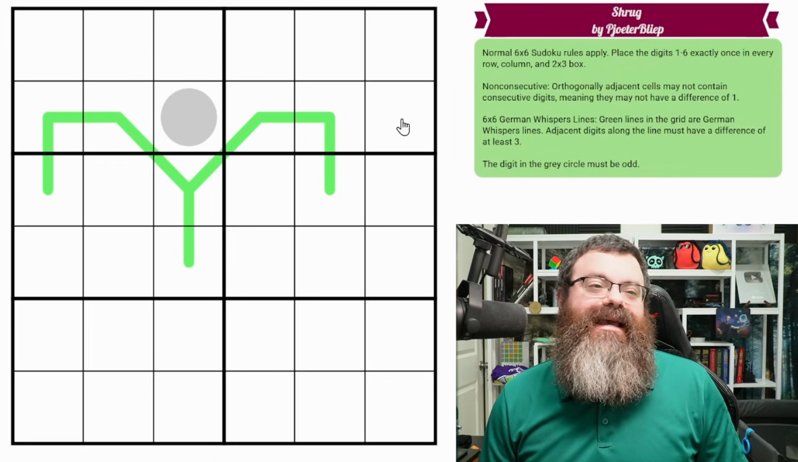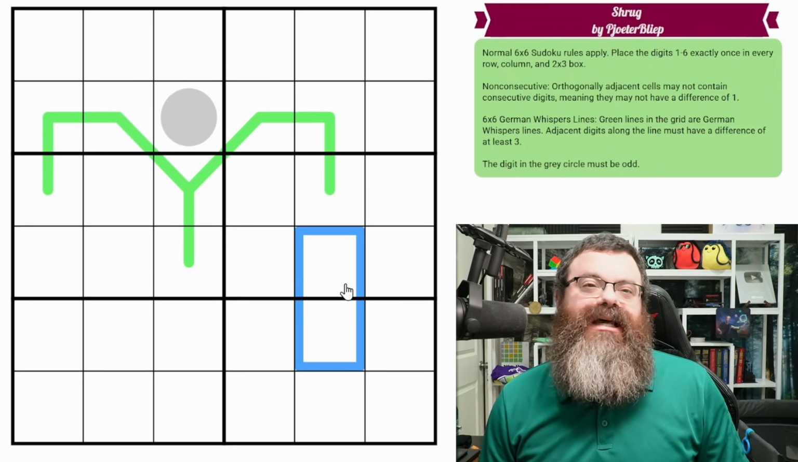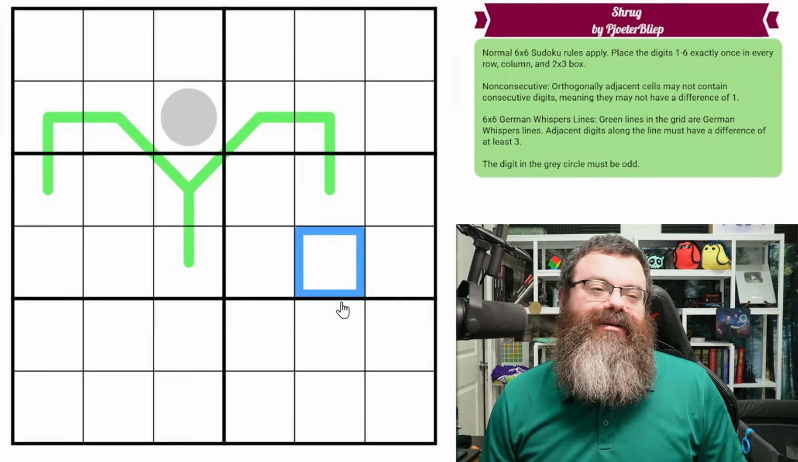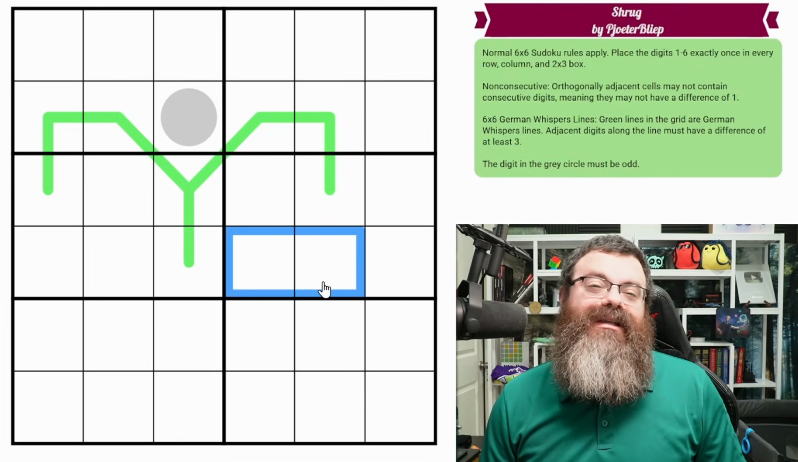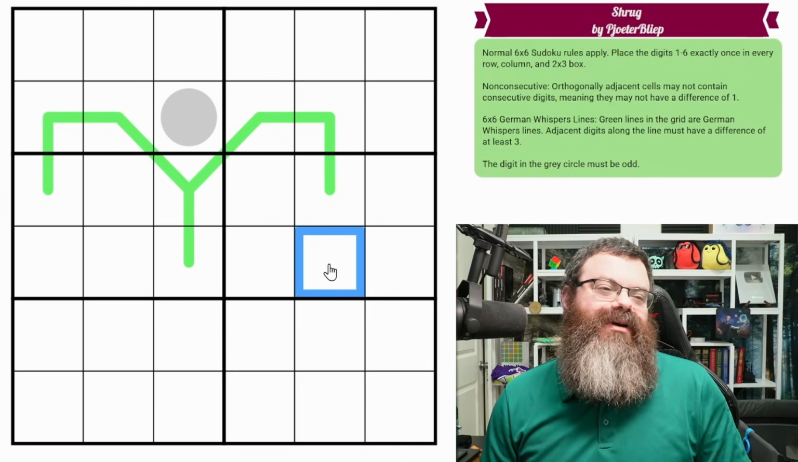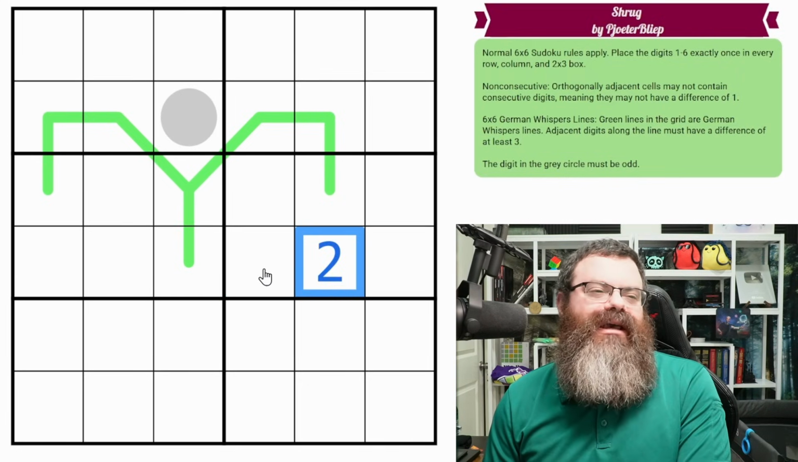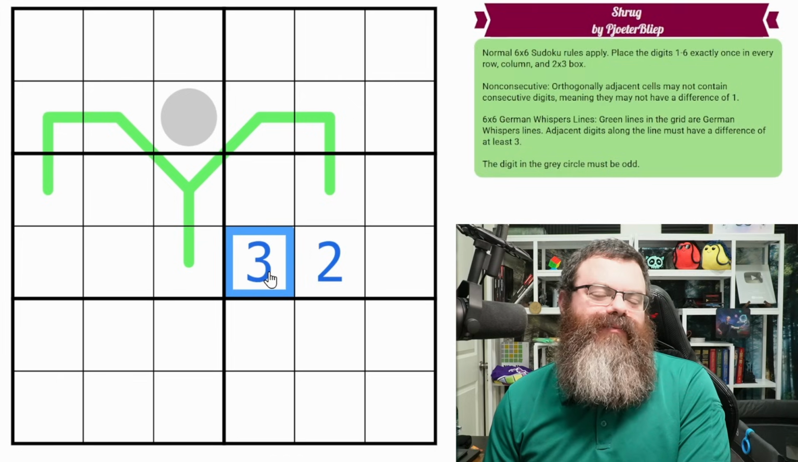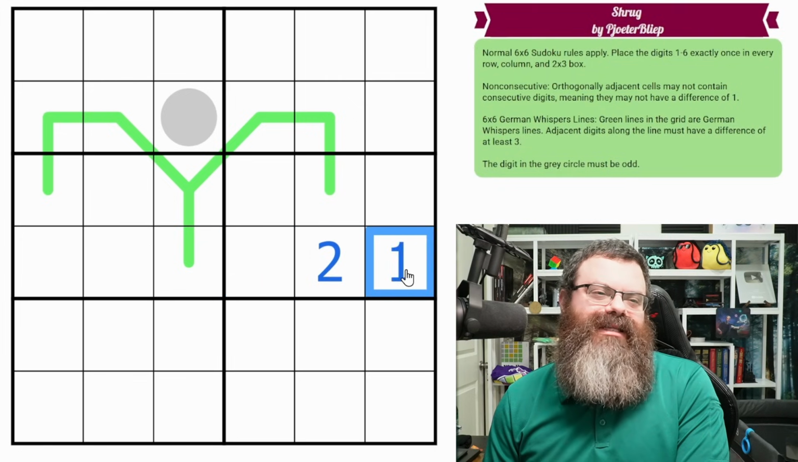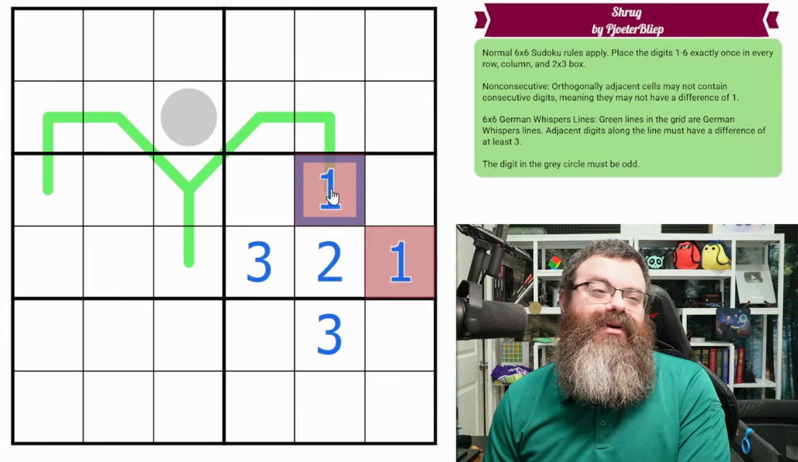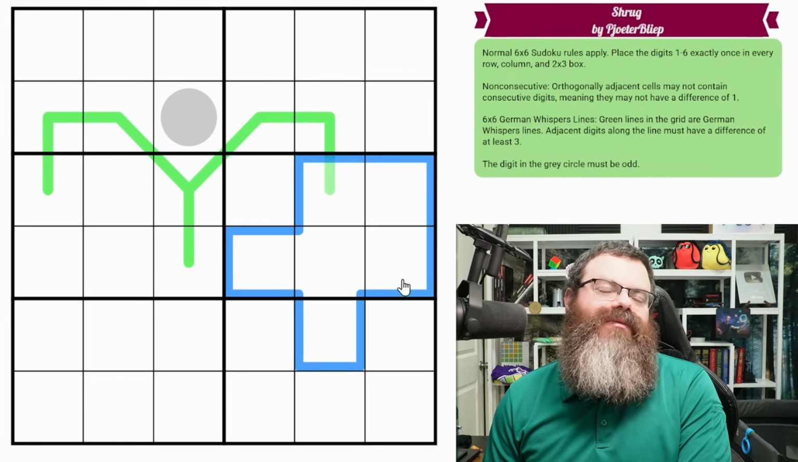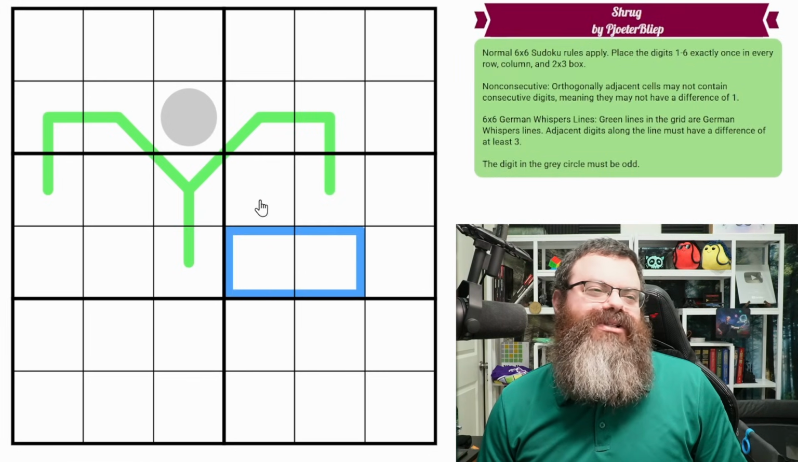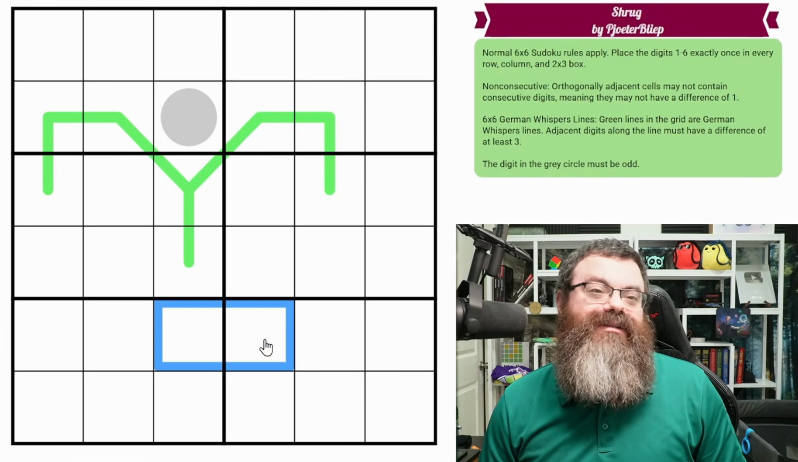We also have a non-consecutive global constraint. So any two cells in the entire grid that are adjacent to each other, i.e. they share an edge, may not contain consecutive digits, meaning they can't have a difference of 1. So, for example, if this was a 2, this is not allowed to be a 1 or a 3 because that would put two consecutive digits next to each other. That's the same thing here, same thing here, same thing here. You can't put 1s or 3s around the 2. All right, so no consecutive digits at all in any two orthogonally adjacent cells.